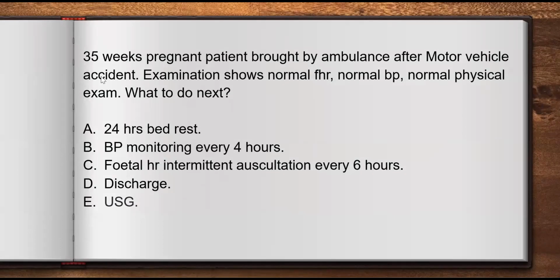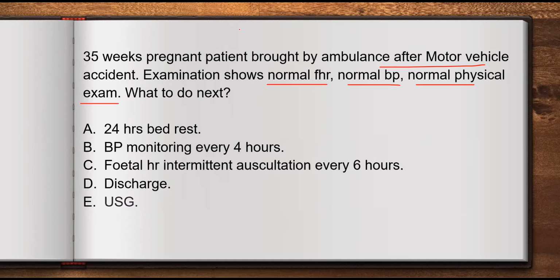Let's move on. So you've got a 35 weeks pregnant patient brought by ambulance after a motor vehicle accident. Examination shows normal fetal heart rate, normal blood pressure, and a normal physical exam. What to do next? So you want to do 24-hour bed rest, blood pressure monitoring every 4 hours, fetal heart rate intermittent auscultation every 6 hours, discharge the patient, or doing an ultrasound. Let's say it should be like obstetric ultrasound or abdominal ultrasound, something like that.